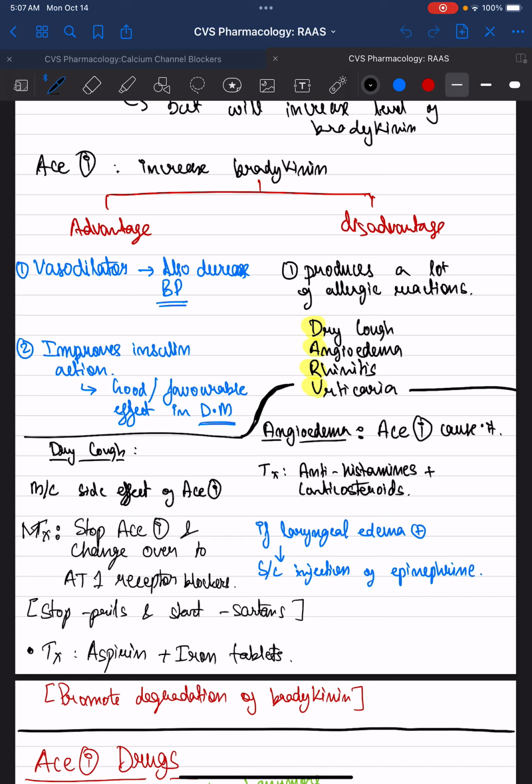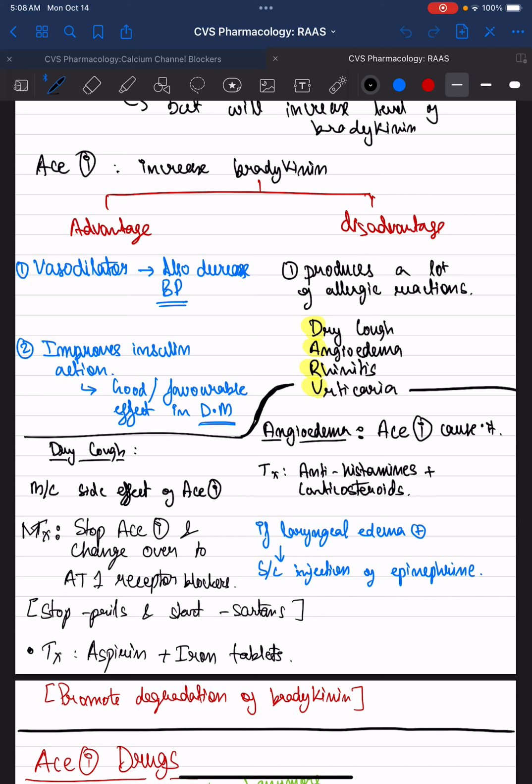Out of the four, the most common is dry cough. The second is angioedema. The management of dry cough is by stopping ACE inhibitors and switching over to ARBs, or AT1 receptor blockers. So basically stop the pills, like captopril, lisinopril and other drugs, and start the sartans, so maybe telmisartan or losartan.